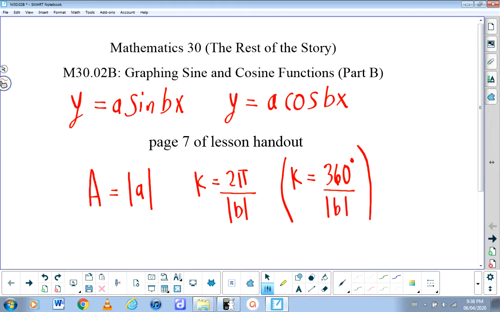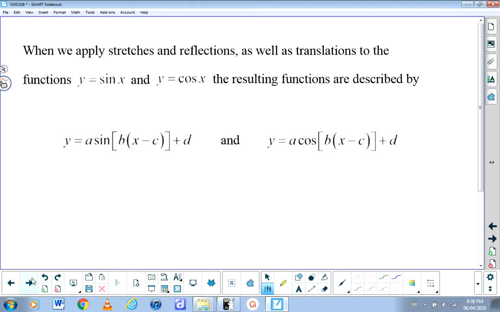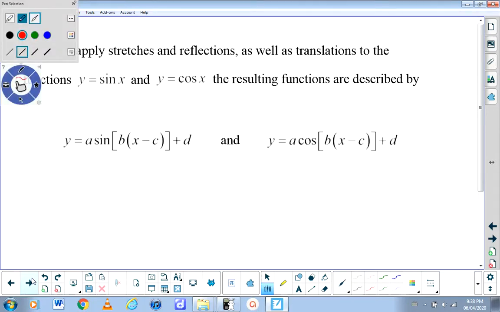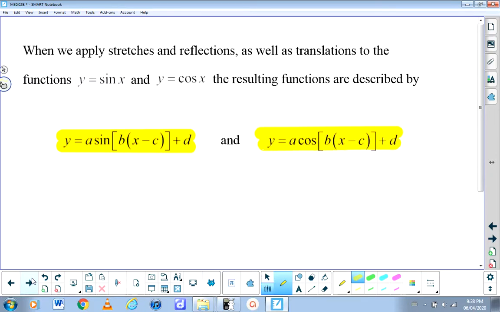Well, what we're going to do today is introduce translations, shifts left or right and up or down. And if we put all of the parameters together, what we end up with is the following. y equals sine of x becomes y equals a multiplied by the sine of, in brackets, b times x minus c, and then at the end plus d. And if we apply our set of transformations to y equals cosine of x, we end up with y equals a multiplied by the cosine of bracket b bracket x minus c end bracket plus d.